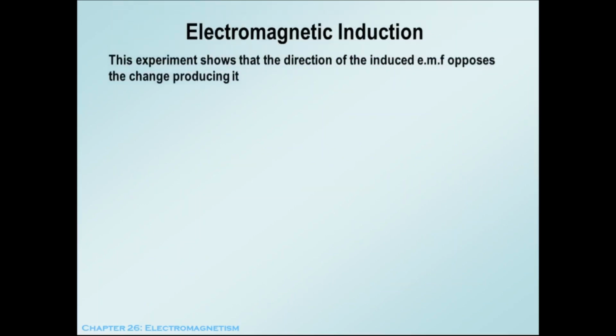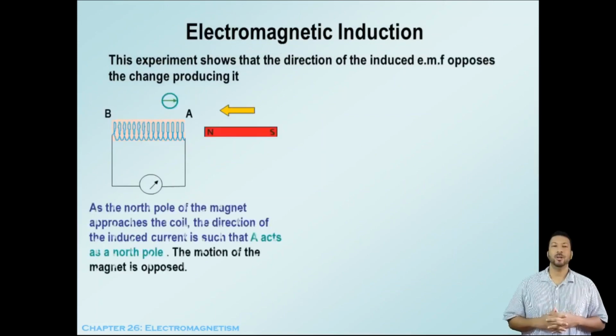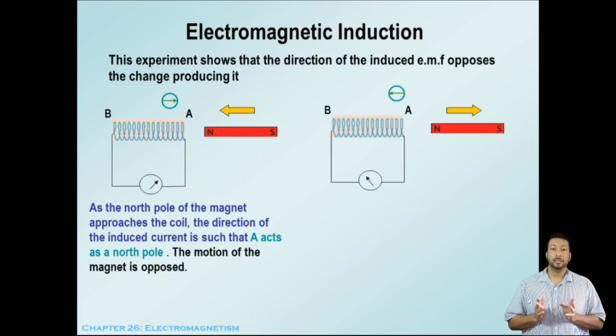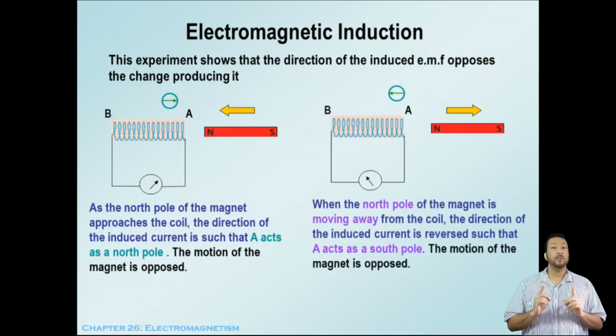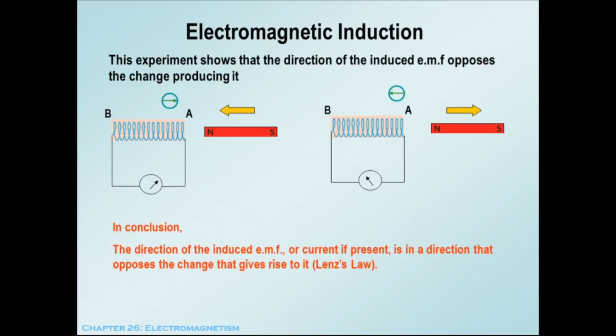This experiment shows that the direction of the induced EMF opposes the change producing it. In other words, if the North Pole goes to the left into the coil, then the current will act to the right, such that it is the motion of the magnet that is opposed. On the other hand, if you move the North Pole out of the coil, to the right, then the induced current will be to the left. This brings us to Lenz's law, which states that the direction of the induced EMF is in a direction that opposes the change that gives rise to it.